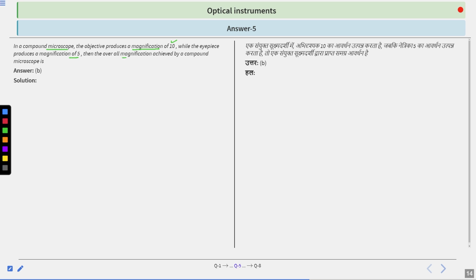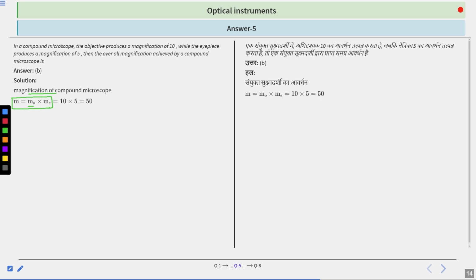Then what is the overall magnification achieved by the compound microscope? The question asks about the overall magnification. We know the formula for the overall magnification: M is equal to Mo multiplied by Me. Magnification of the compound microscope, M is equal to Mo multiplied by Me.